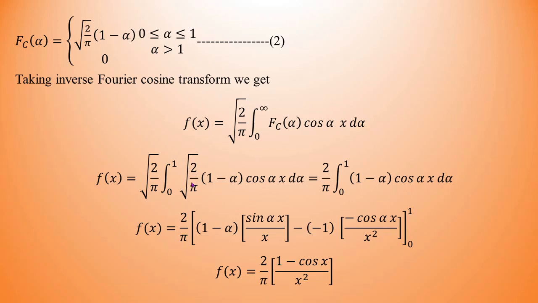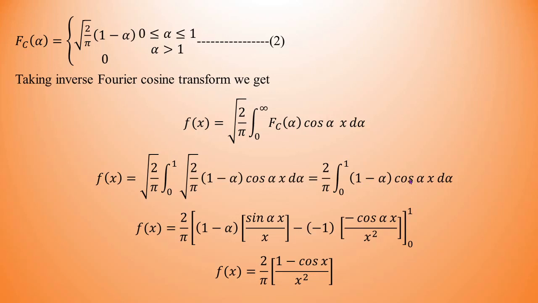Now let's evaluate this integral. I'll take this being a constant outside. It becomes 2 by pi. So we are left with the integral of this form. Now how to evaluate this? Remember integration is with respect to alpha. So this is an algebraic function of alpha and this is a cosine function.